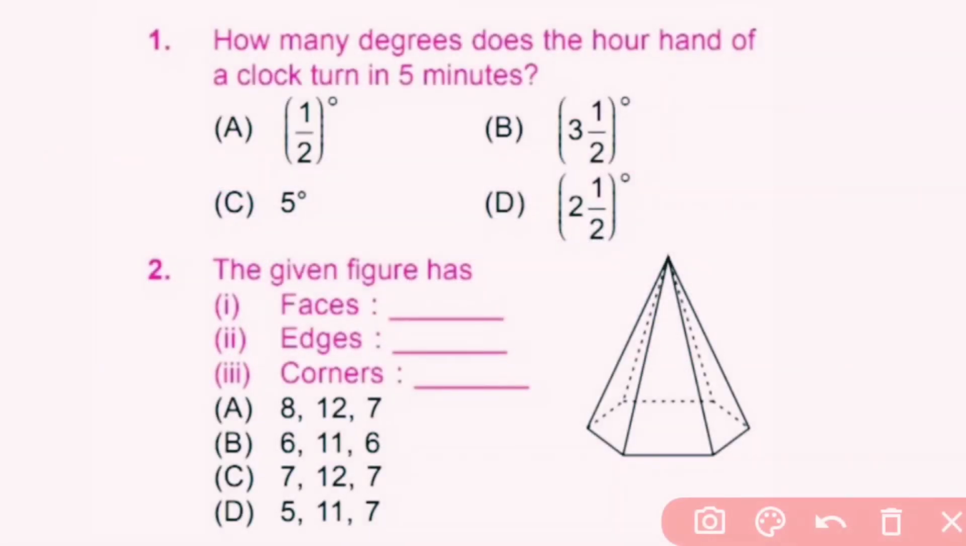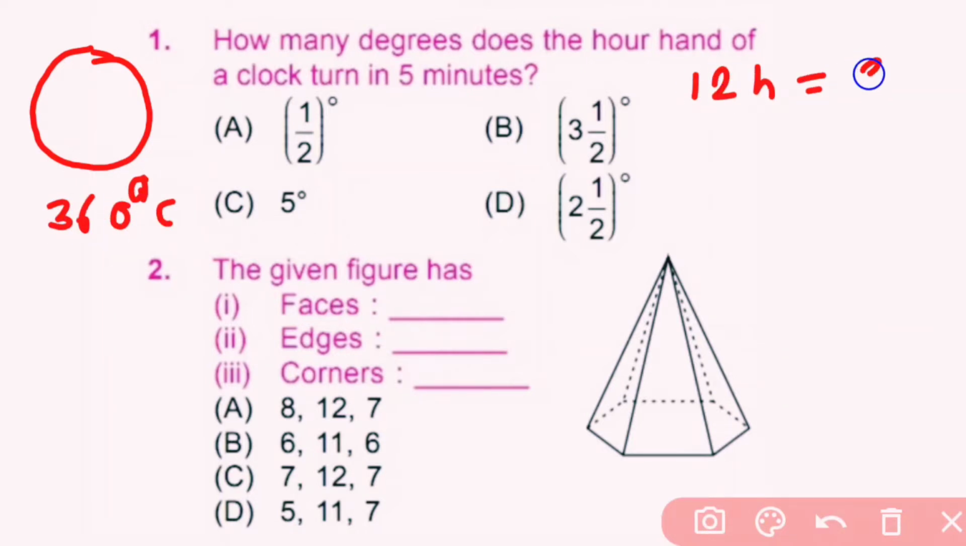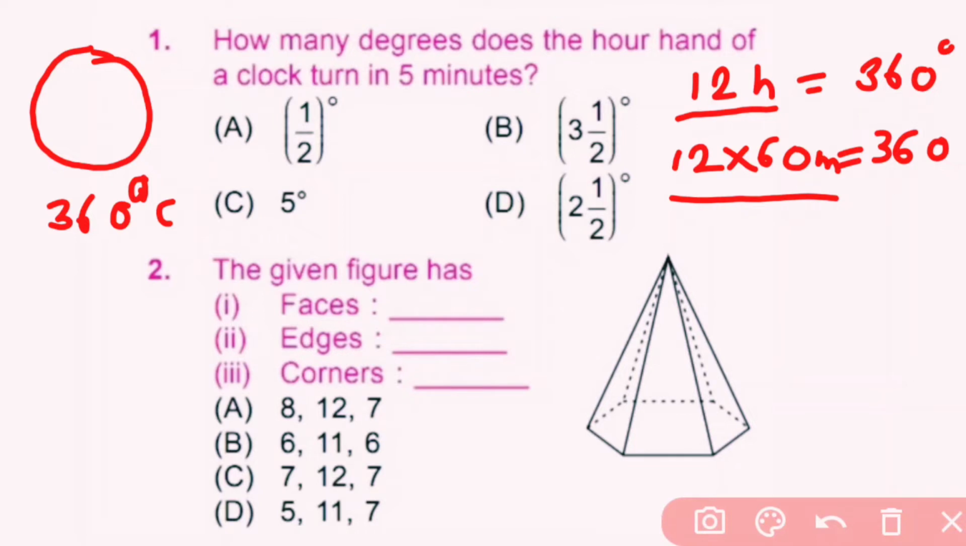Let's start with question number 1. How many degrees does the hour hand of a clock turn in 5 minutes? To complete one full rotation, it requires 12 hours. So for 12 hours, the angle is 360 degrees. We convert this hour into minutes. 1 hour is equal to 60 minutes, so 12 hours is equal to 12 into 60 minutes, which is equal to 360 degrees.